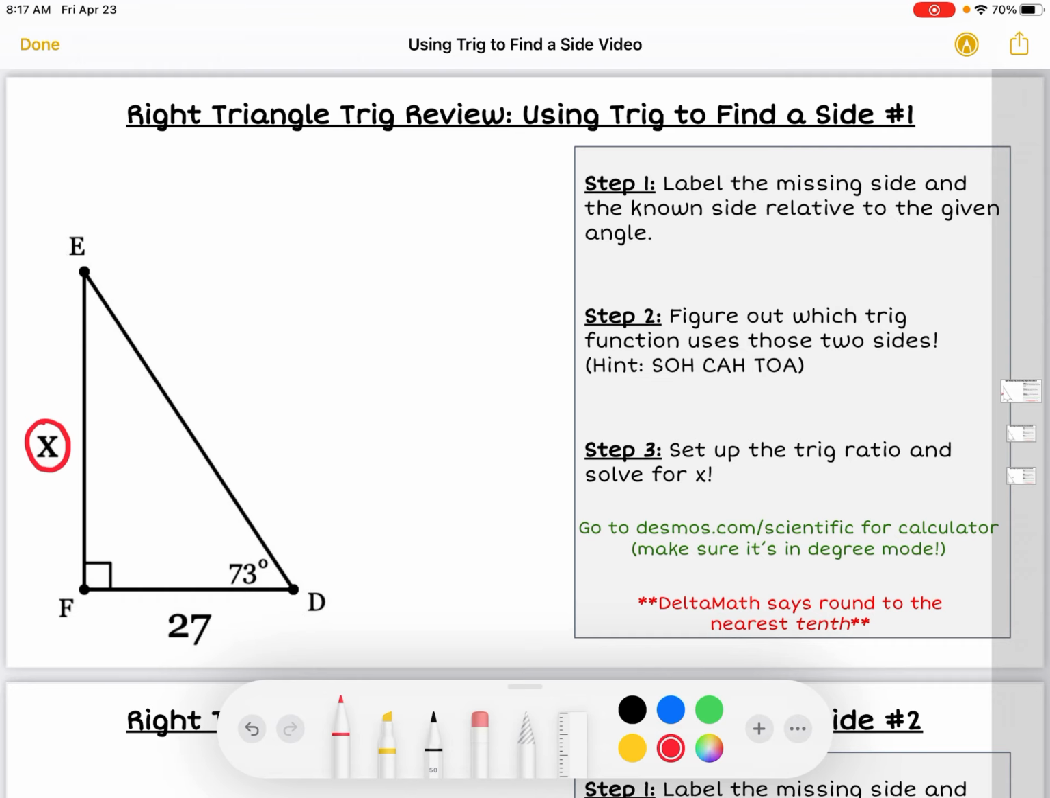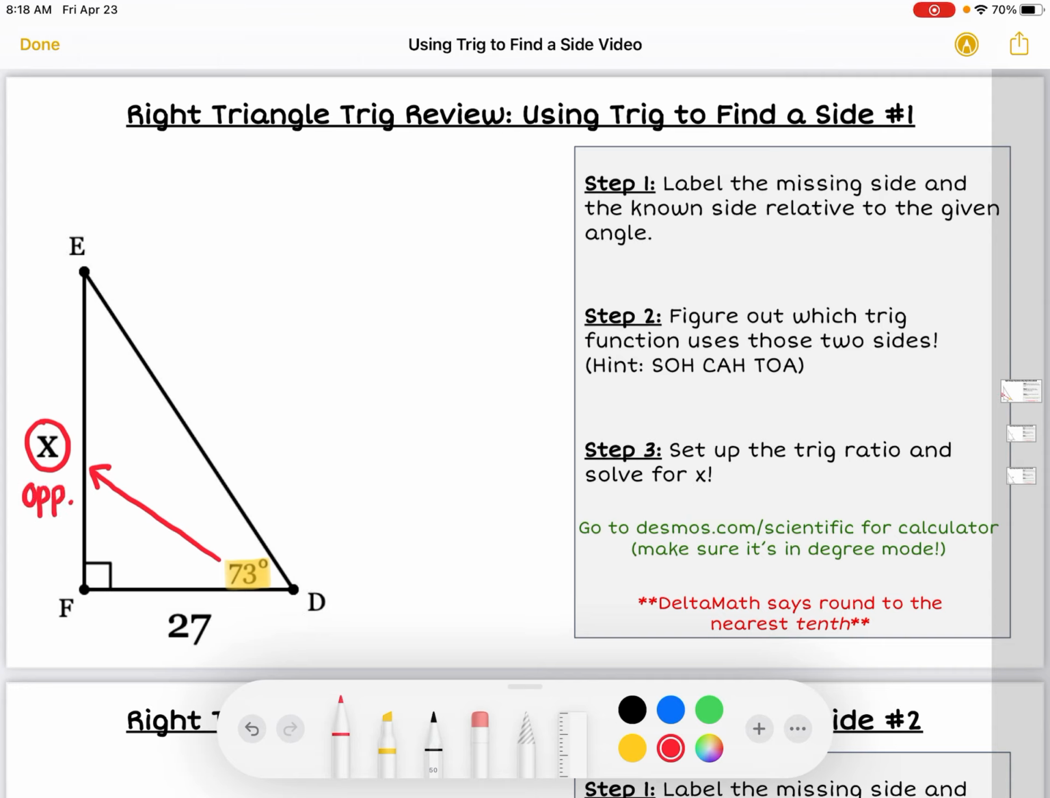So our first step is to label the missing side we're looking for and the side we've been given based on the angle we've been given. Of course, we always know our right angle is 90 degrees, but we are going to label the sides based on the other angle we've been given, the angle that is not the right angle. So we're focusing in on the 73-degree angle D, and we want to label the side we're looking for and the side we know. So the side we're looking for is X, which is across from angle D, which means it's our opposite side. So we're going to label it as the opposite side.